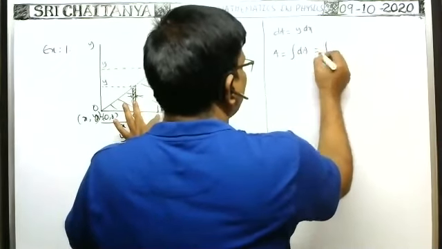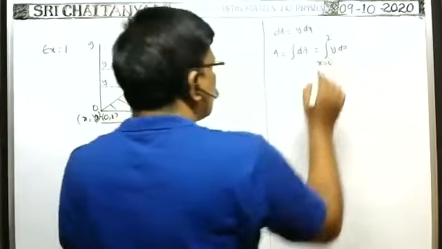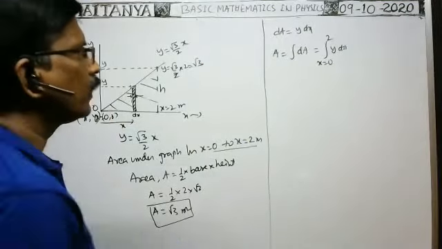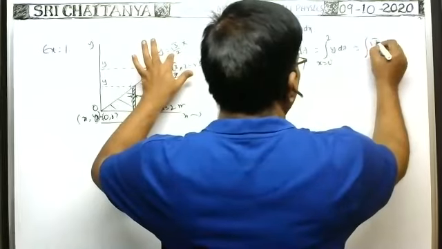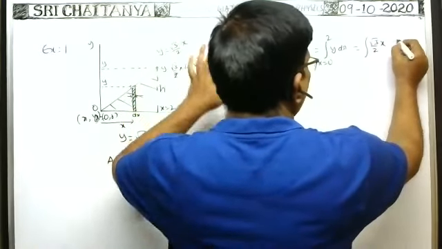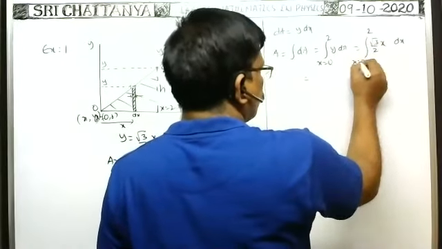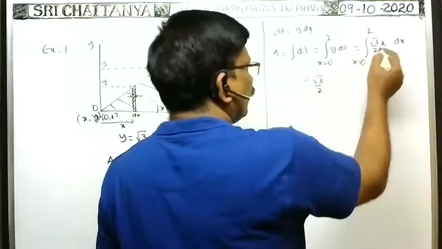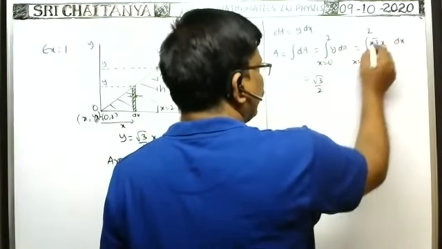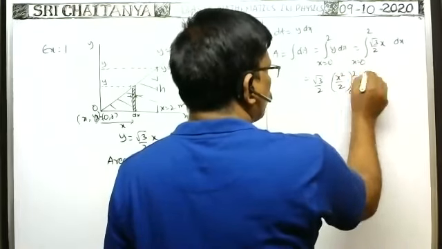That is equal to integral dA, which means y into dx, with limits x equal to 0 to x equal to 2. Okay. So this is equal to integral y, and y is root 3 by 2 into x, into dx, limits 0 to 2. So root 3 by 2 is constant, you write it outside, into integral x dx, which means x square by 2. Limits you substitute 0 to 2.